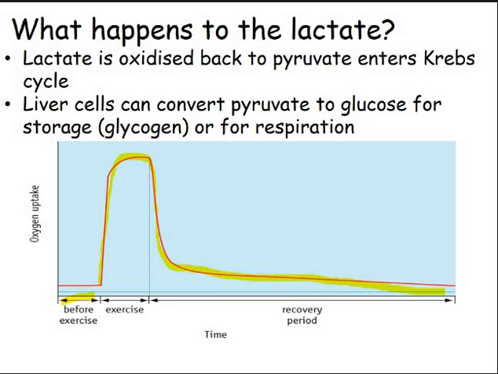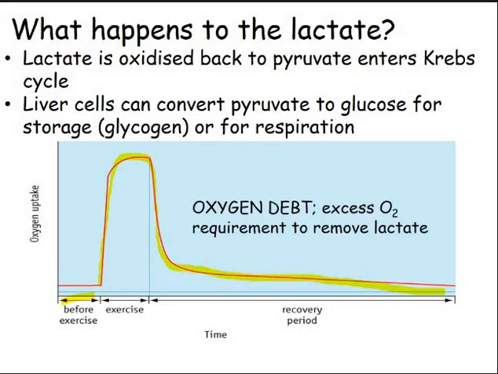It takes a while for your breathing rate to return to normal, and the reason for that is your oxygen debt. The oxygen debt basically is the excess amount of oxygen that you need to remove the lactate that's built up in your muscles, and until that lactate has been removed, your breathing rate will increase, and we're going to look at why that is in, I don't know, a couple of PowerPoints' time. But yeah, so that's your little graph there.